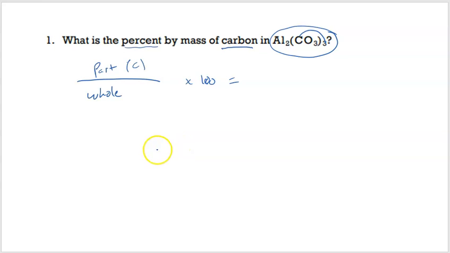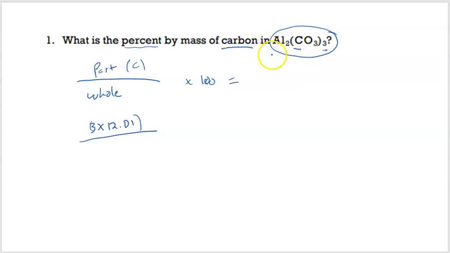All right, so to find the part that is carbon, I'm going to take carbon here, and so in this particular compound, we have this 3 on the outside of the parentheses, which distributes to everything inside. So this 3 right there means we need to have 3 times the mass of 1 carbon. So then we have 3 carbons in this compound, right? So we're going to go 3 times the mass of carbon, which is 12.01. All right, so that is our part.